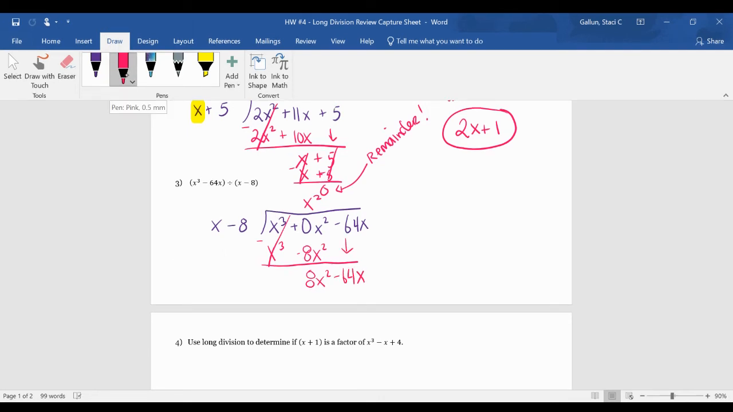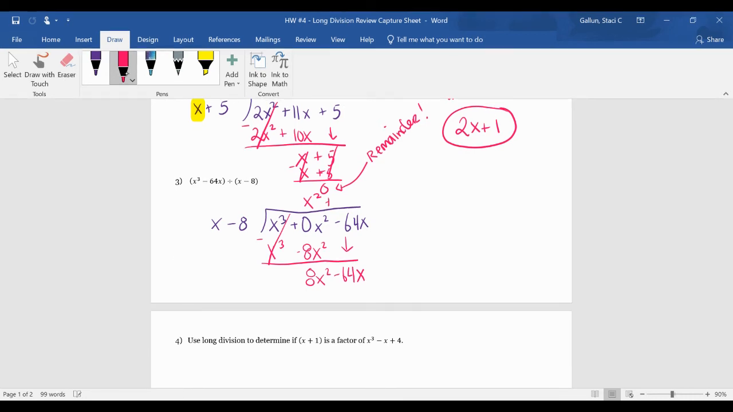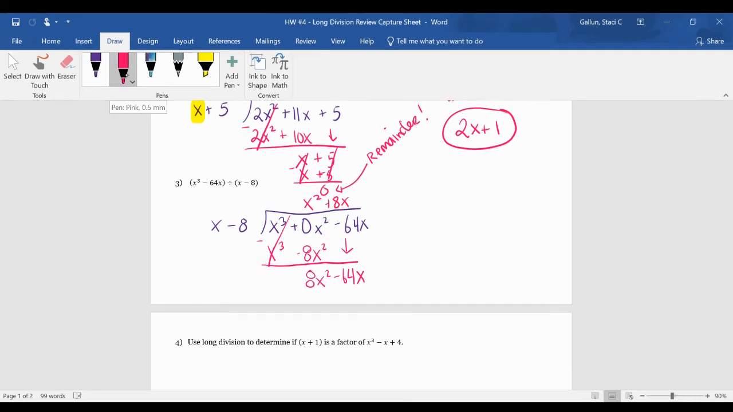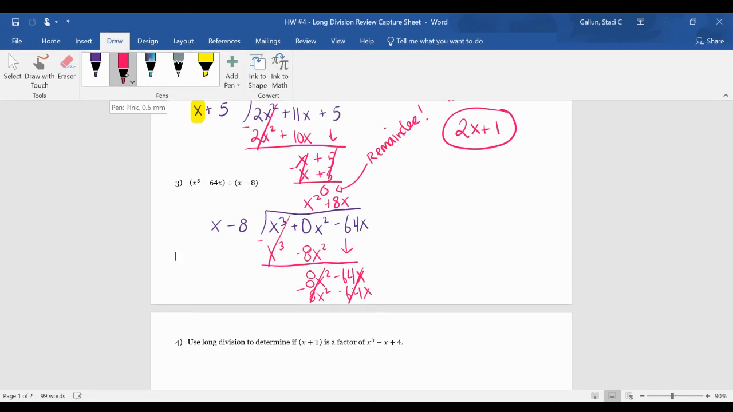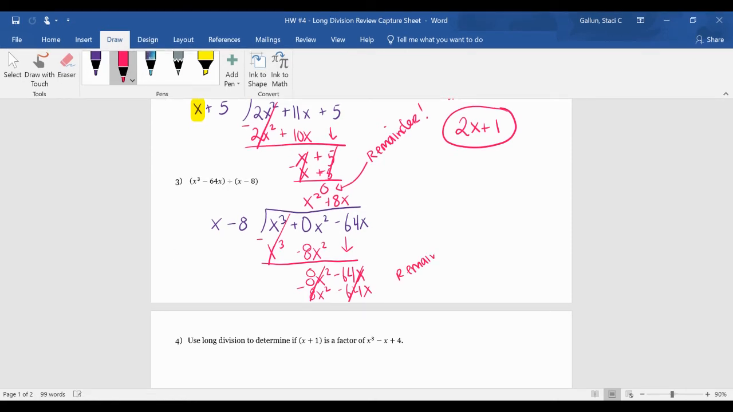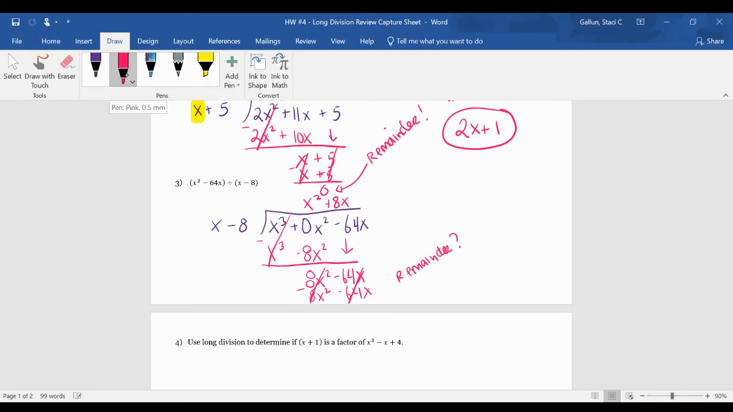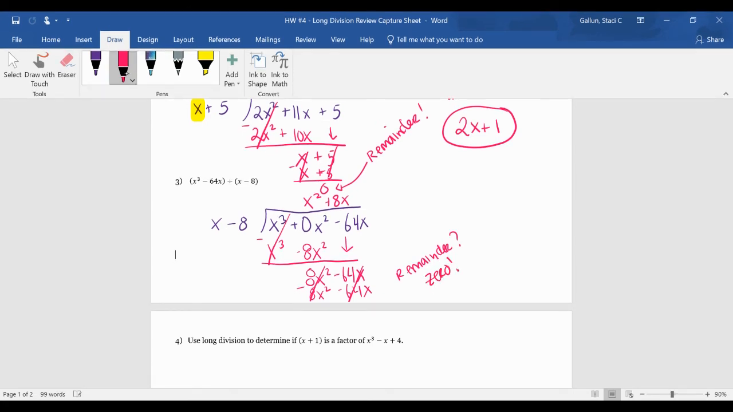How many times does x go into 8x squared? 8x times. 8x times x gives us 8x squared, minus 64x. They cancel. What's the remainder? 0. There isn't one. Right? Our answer is x squared plus 8x. X minus 8 was a factor. If it didn't divide evenly, like number 1, it wasn't a factor. We got a remainder. Okay?